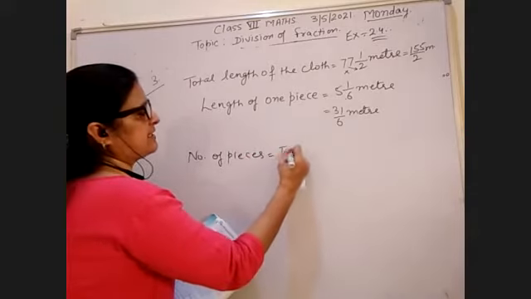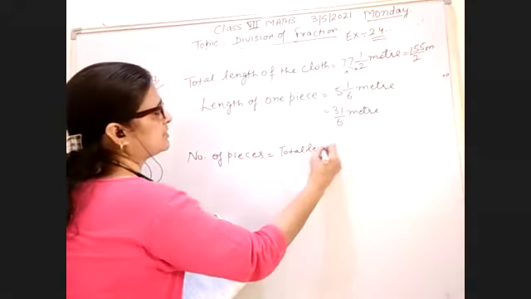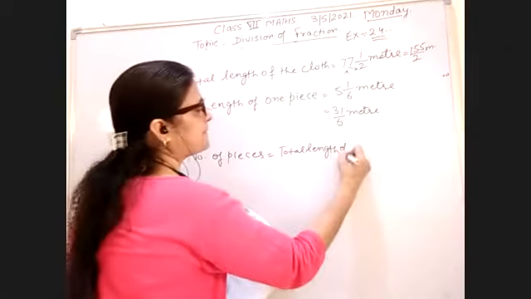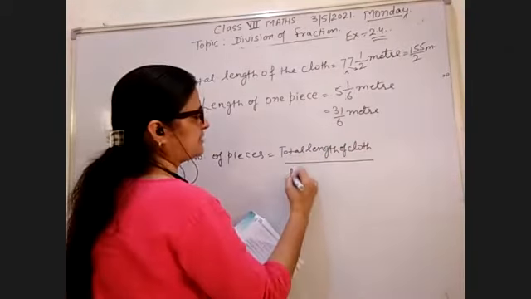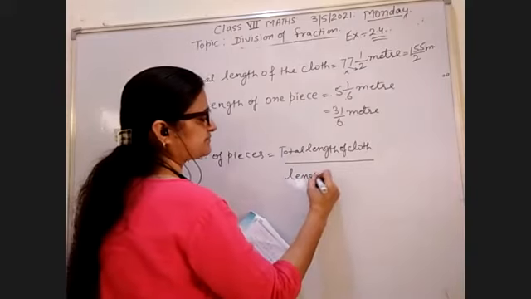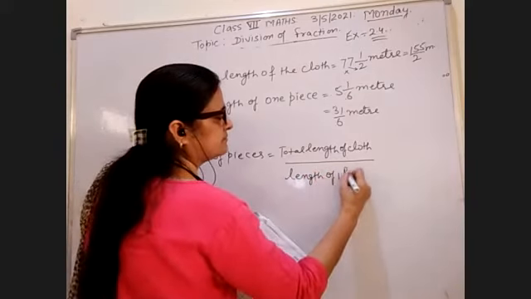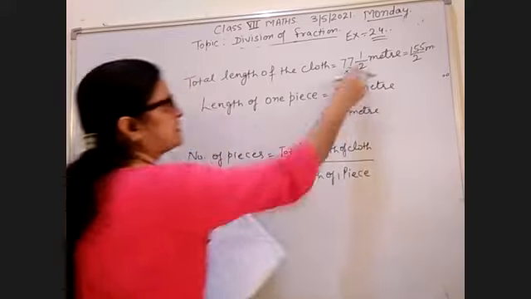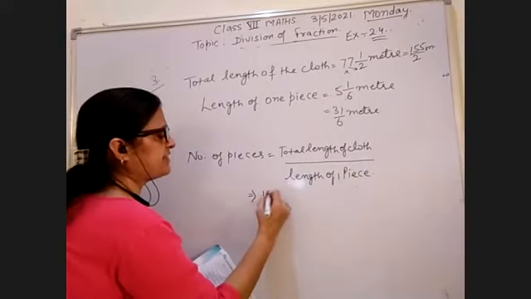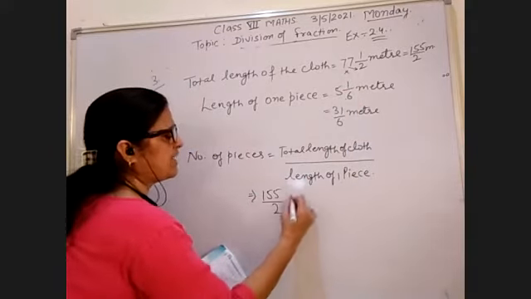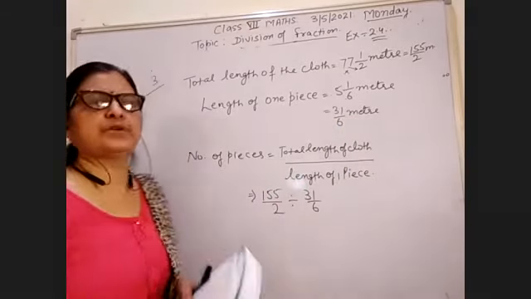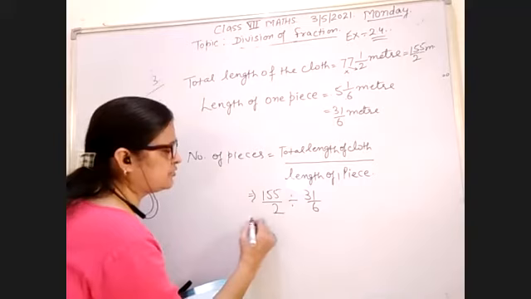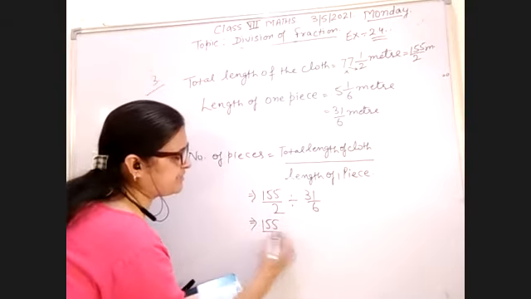Number of pieces you will get is equal to total length of cloth divided by length of one piece. So what total length is given? 155/2. You have to divide by 31/6. What do you have to do? Divide. So you will get the number of pieces.